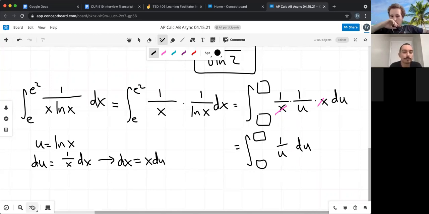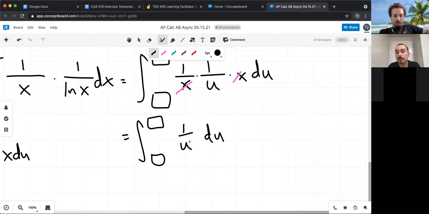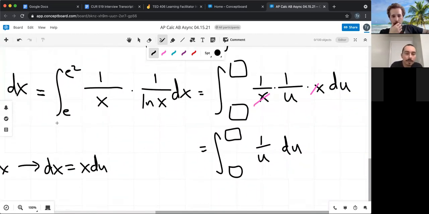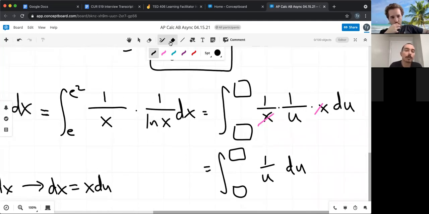Great. Okay, so like we said, U-substitution went well, but our original limits of integration here were x values. We want u values, so we don't have to substitute back in later.